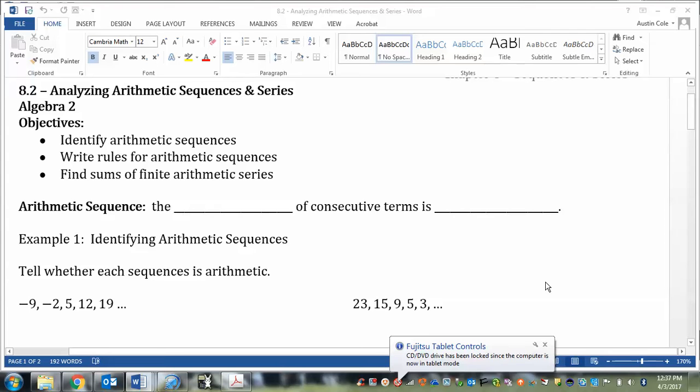Okay, I will warn you, I do have some errors on this. If you notice right at the top, it says 8.2 on yours, doesn't it? But then it says define something. If you want to change the title to analyzing arithmetic sequence series, go for it. If it doesn't bother you, don't worry about it.